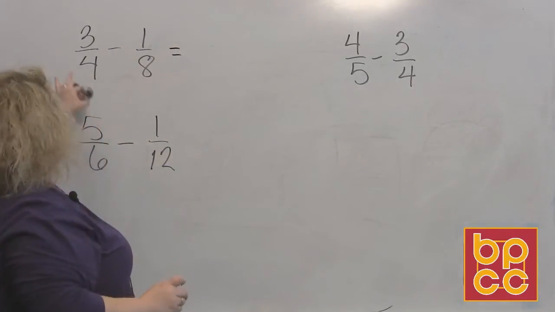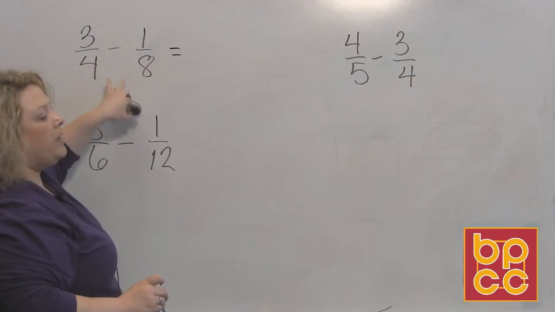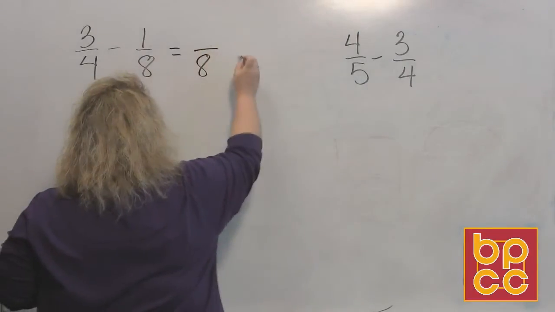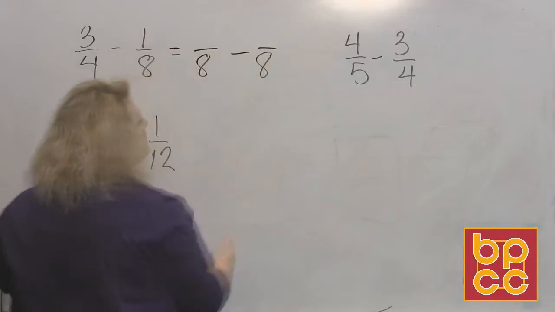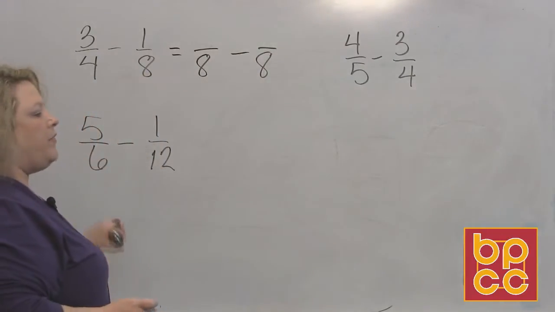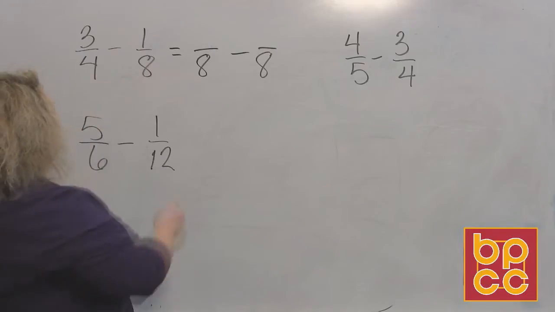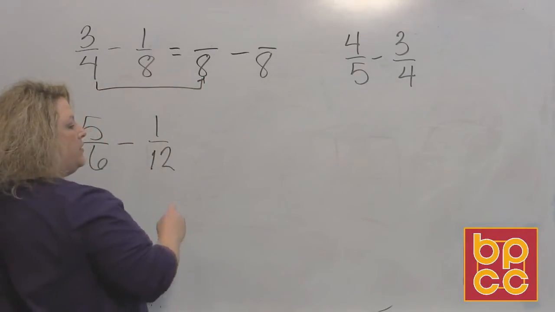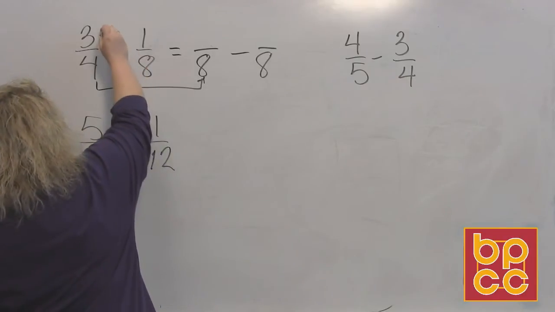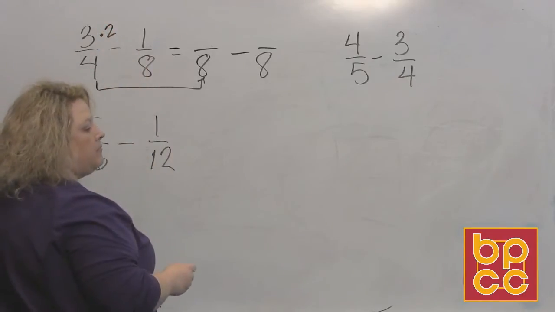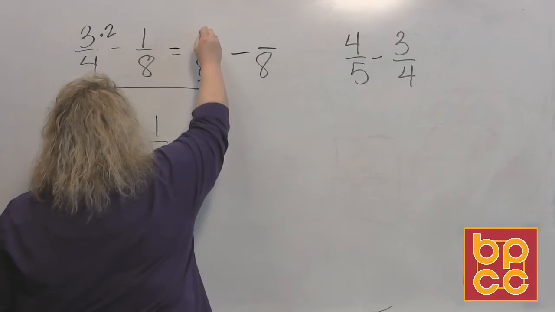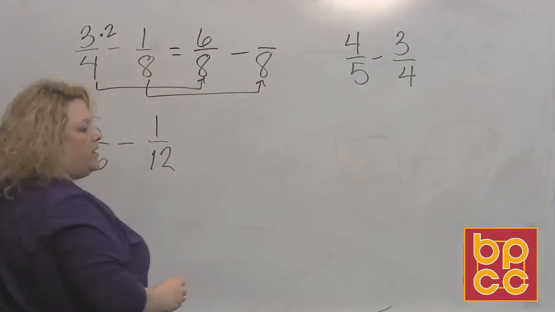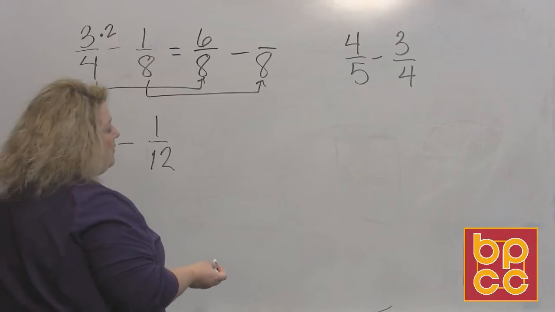All right, so I have 3/4 and I have 1/8. Well, I have a common denominator, and that would be 8. So now we need to make our equivalent fractions. So I say 4 times what gives me that 8? 4 times 2. So if I did the bottom times 2, I do the top times 2. So that would be 6. The second fraction started as an 8, so it ends as an 8. Therefore, I don't need to change it.